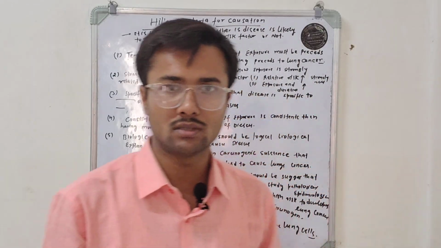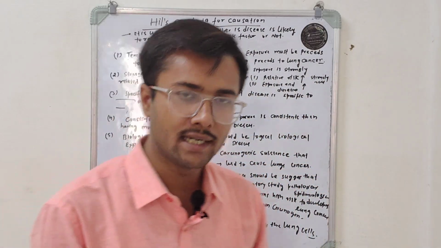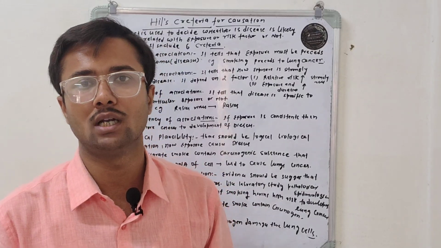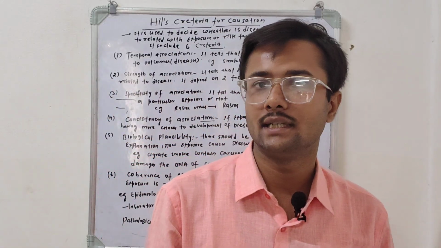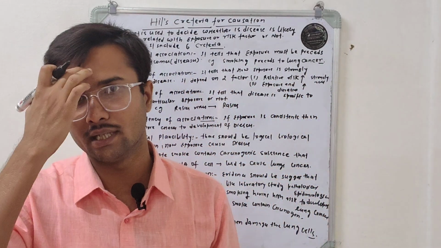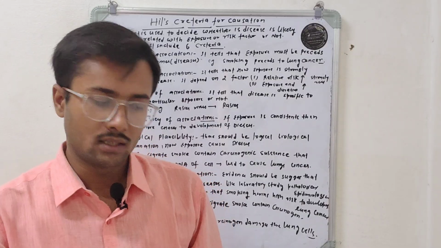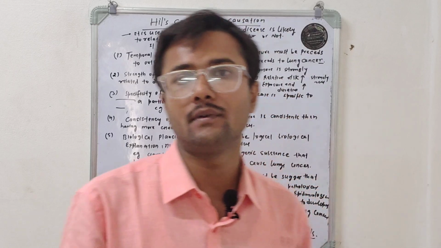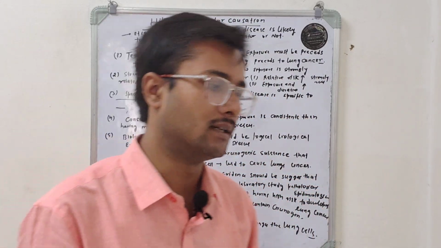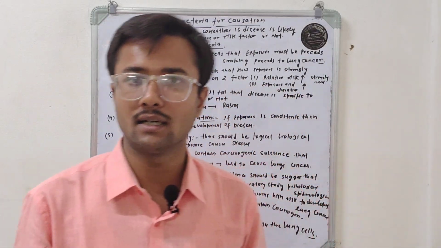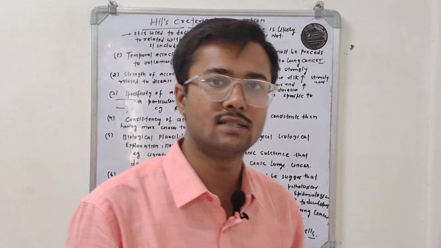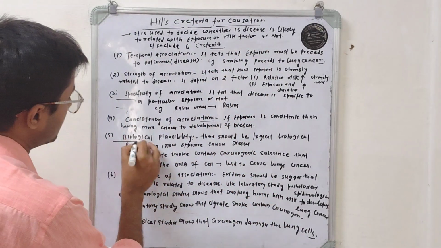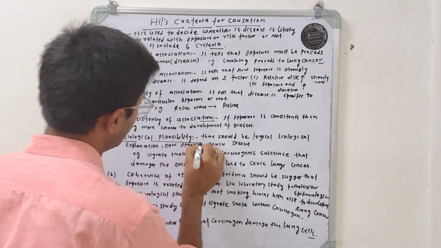Consistency of association, what does it tell? It tells that if there is a consistent exposure in any person, then in that person the chance of development of disease is high. So if consistency occurs, then the chance of development of disease is high. So after discussing the consistency criterion, the next is the biological plausibility.